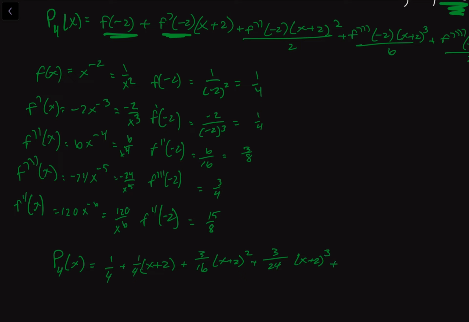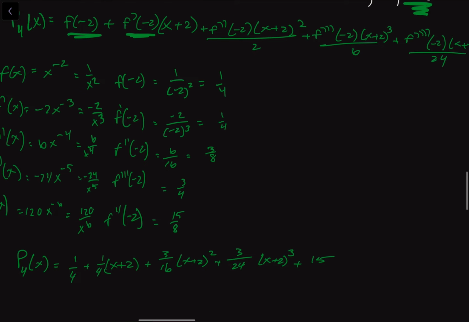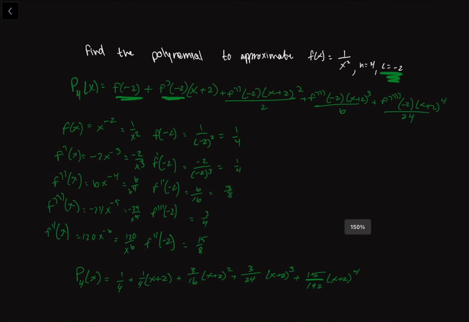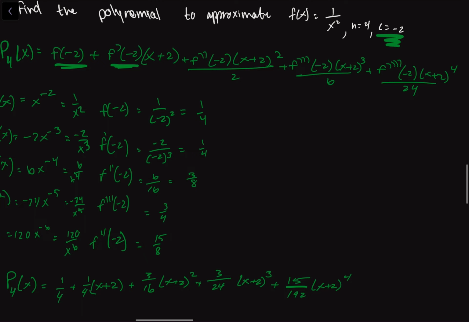And our final term would be 15 over 8, but then we're dividing 8 by 24, right? And 8 divided by 24, or 8 times 24, is 192. So I have that x plus 2 to the 4th power. So whatever 1 over x squared looks like, it looks something like this, if I remember back to college algebra correctly.